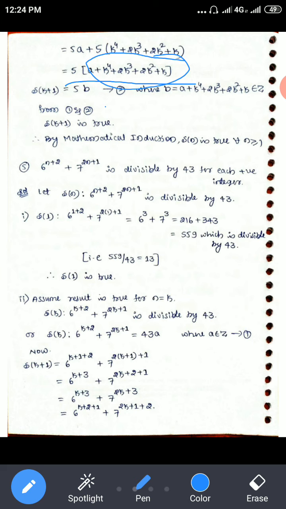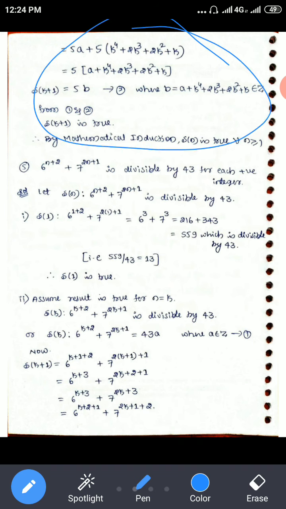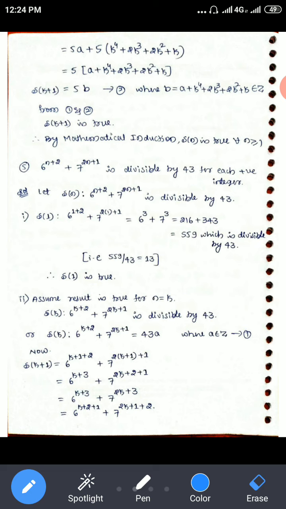Okay, so you can see equation 1 and 2. So S(k+1) is true. So by mathematical induction, S(n) is true for all n greater than or equal to 1. So the next thing is the next example we will study. This example is asked in the exam. Okay, please be prepared. So next, the things are very simple here.